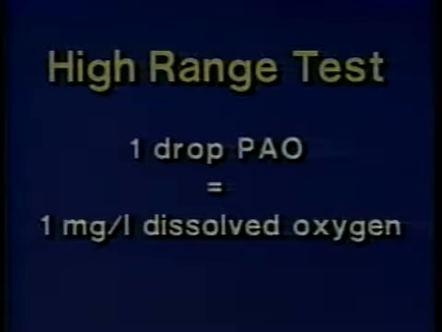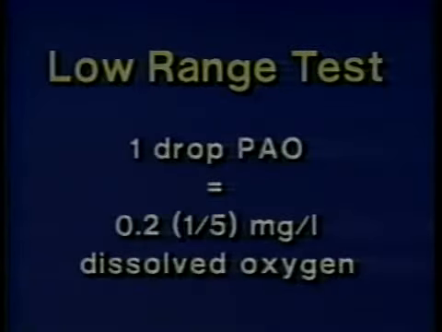In the high-range test, each drop of PAO solution equals 1 milligram per liter of dissolved oxygen. In the low-range test, 5 times the amount of sample was used than in the high-range test. Therefore, each drop is divided by 5 and equal to 1/5 of a milligram per liter of dissolved oxygen. In other words, each drop of PAO equals 0.2 milligrams per liter dissolved oxygen. Recall that 0.2 is equal to 1/5.